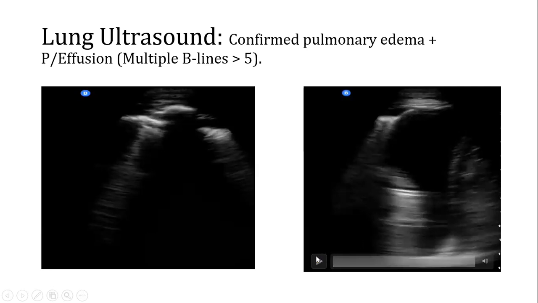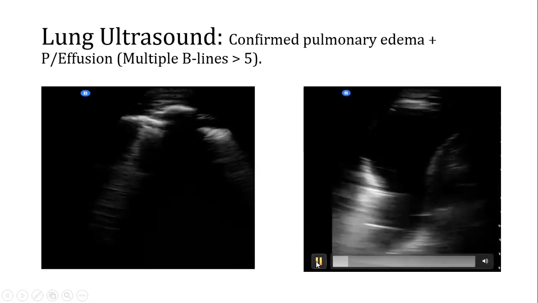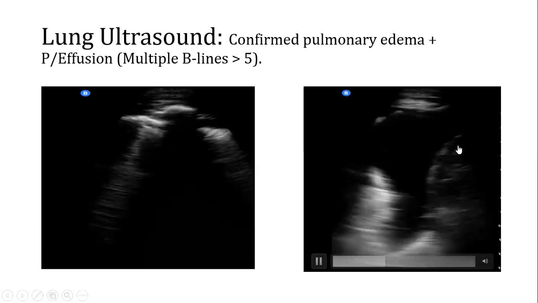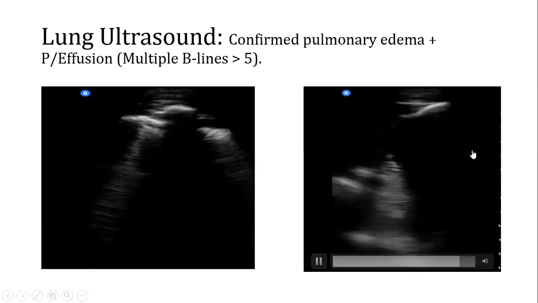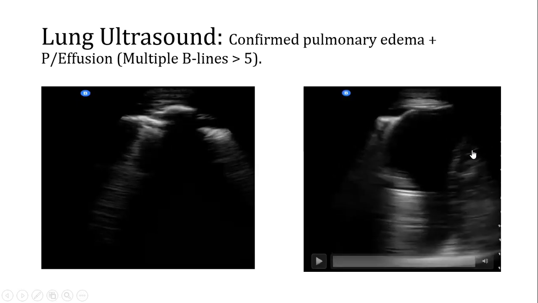The depth here for this pleural effusion is more than 2 to 3 centimeters. This is a lot of pleural effusion. We did not demonstrate this on the chest X-ray. Even on the CT scan, it was showing small effusion.